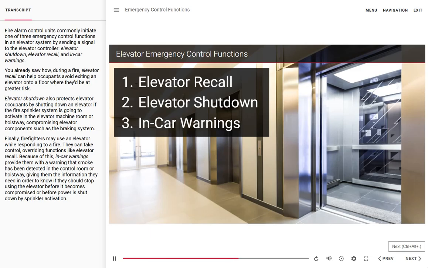Finally, firefighters may use an elevator while responding to a fire. They can take control, overriding functions like elevator recall. Because of this, in-car warnings provide them with a warning that smoke has been detected in the control room or hoistway, giving them the information they need in order to know if they should stop using the elevator before it becomes compromised, or before power is shut down by sprinkler activation.